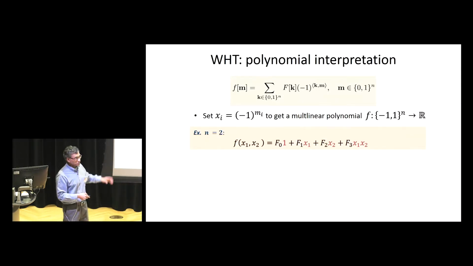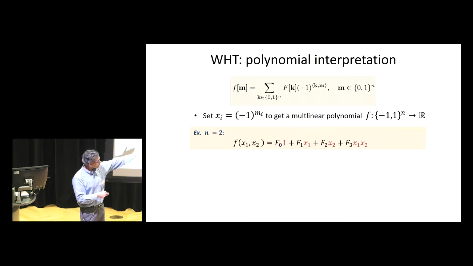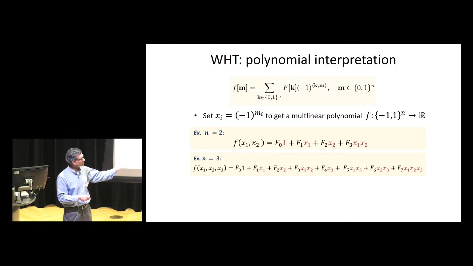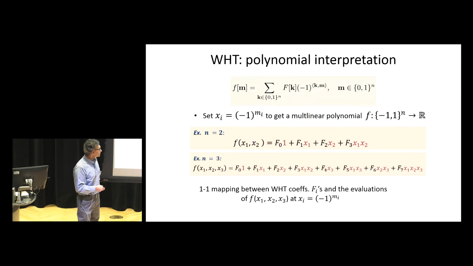So example, n equals 2. You have 4 coefficients. And the terms are 1, x1, x2, and x1x2. For n equals 3, you'll have up to third-order terms. So you'll have up to x1x2x3, and you have 8 coefficients. So there's a one-to-one mapping between the WHT coefficients, which are these capital F_i's, and the evaluations of x at the x_i's. Okay? So just like we saw in the other case.